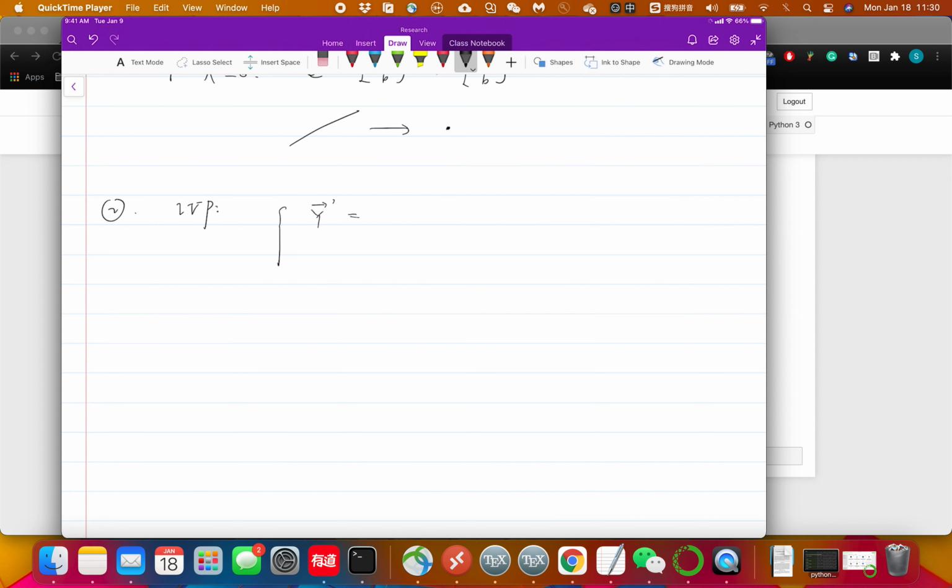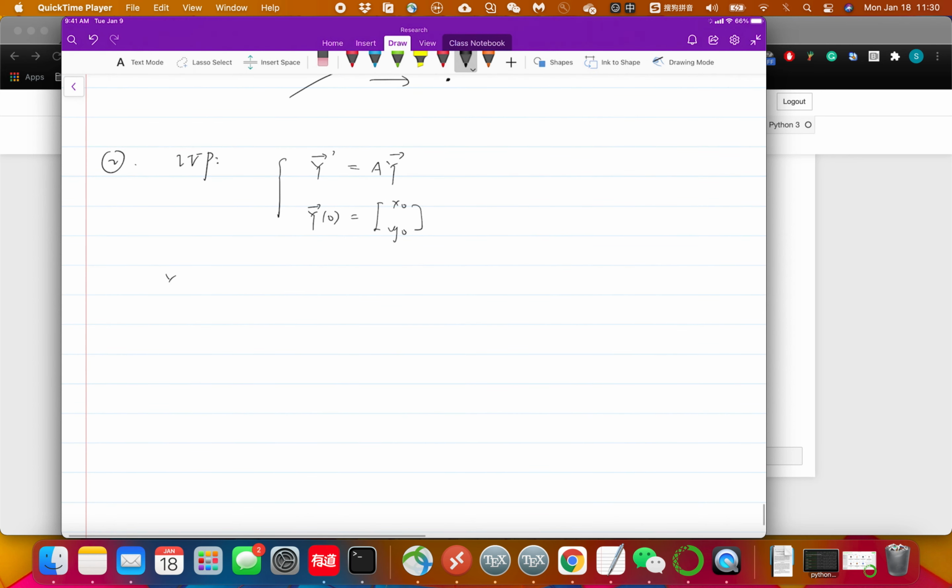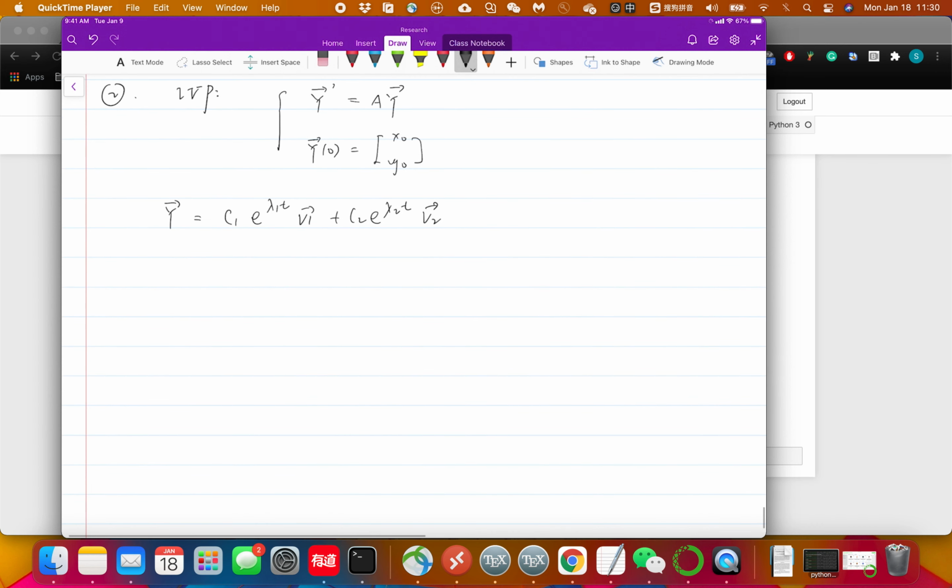Let's assume you already have this A, and y0 is x0, y0. Okay, and you already know that y is c1 e to the lambda 1 t v1 plus c2 e to the lambda 2 t v2. If you already know that the solution can be written as this, now you just need to plug in 0, which gives you c1 v1 plus c2 v2. This should equal your initial value x0, y0.